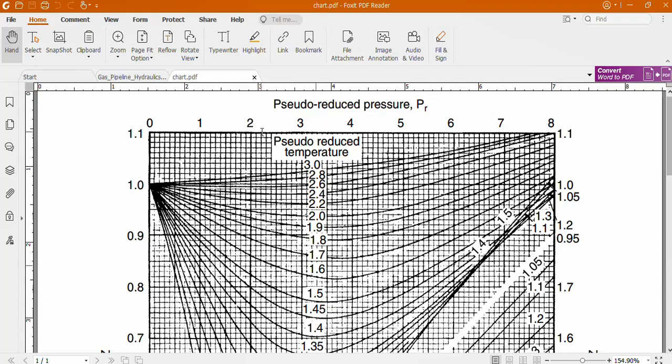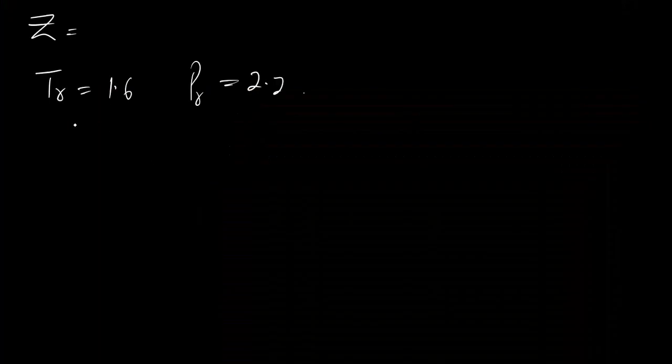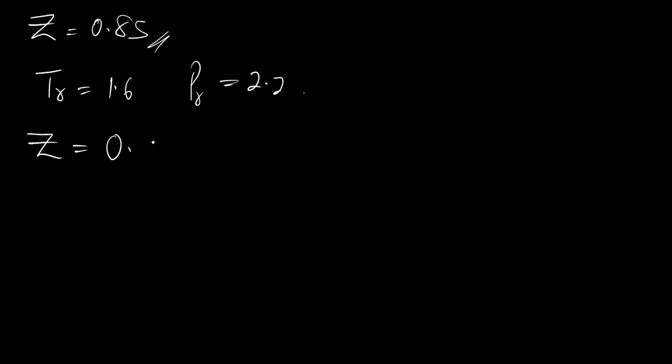Now here is 2.2 for the pseudo-reduced pressure, while the pseudo-reduced temperature is 1.6, which is this. So where 2.2 intersects with 1.6, which is this point, let me see where it intersects. It intersects at this point, which is 0.85. So that is the answer, so that our Z should be 0.815. So this is the compressibility factor of this gas mixture.